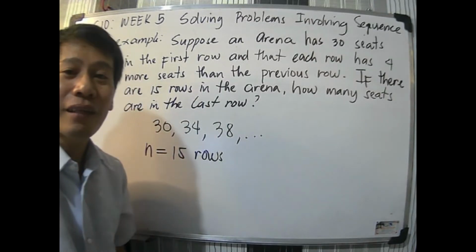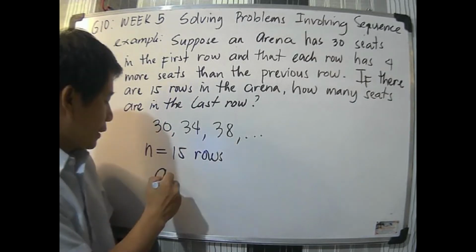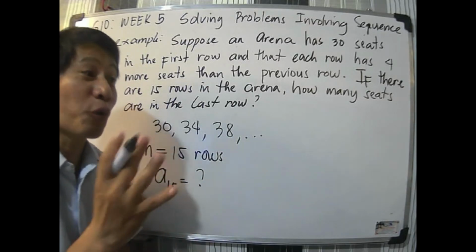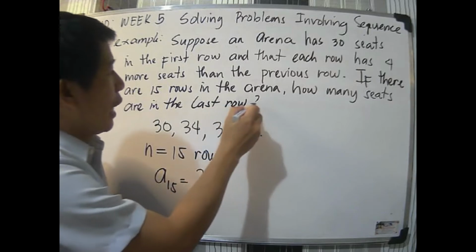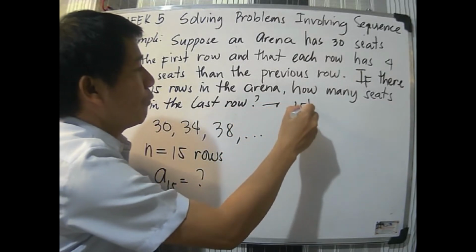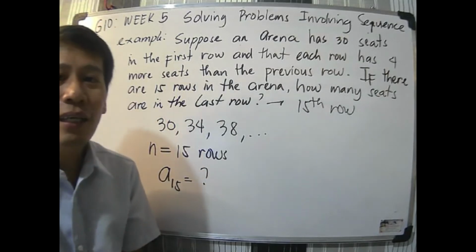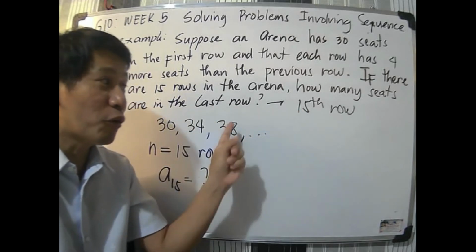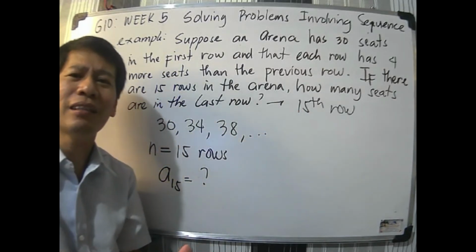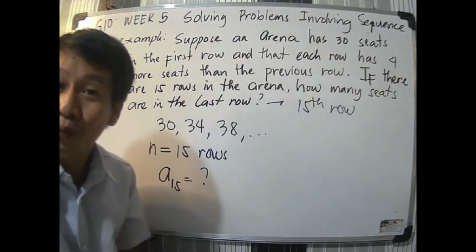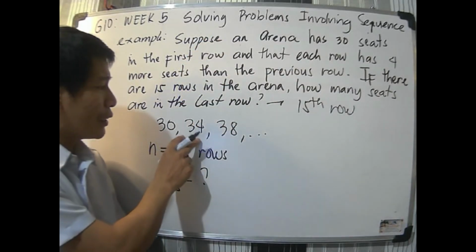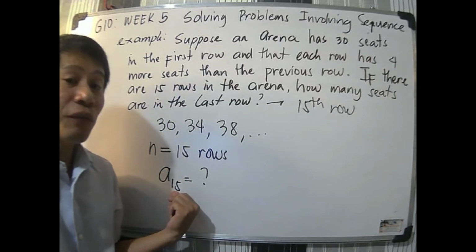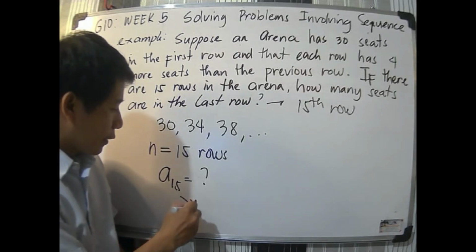So, pinaka-last row natin ay A sub 15. So, yan ang hinahanap. Yung 15th row. So, take note, yung last row na hinahanap, that is the 15th row. Okay? At ang tinatanong, how many seats are there in the 15th row? Because that is the last row. Bakit siya last row? Kasi there are 15 rows. Therefore, since this is an arithmetic sequence, at ang hinahanap ay A sub 15. And what is this? Nth term.